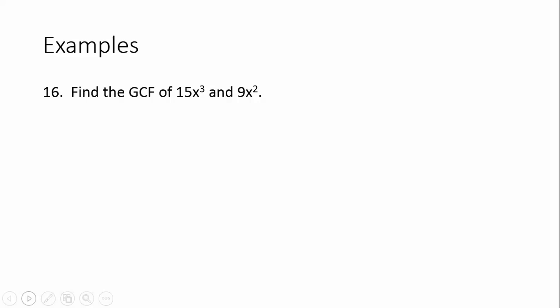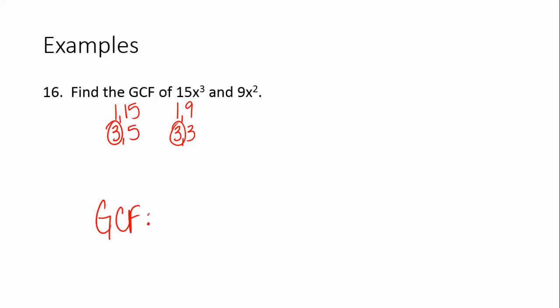Hopefully you're saying that's 3. Remember, the factors of 15 are 1 and 15 and 3 and 5. And the factors of 9 are 1 and 9 and 3 and 3. So the largest number that goes into both is 3. So our greatest common factor thus far is 3, but we have to take into account the exponents. So the 15x cubed is x times x times x. The 9x squared is x times x.